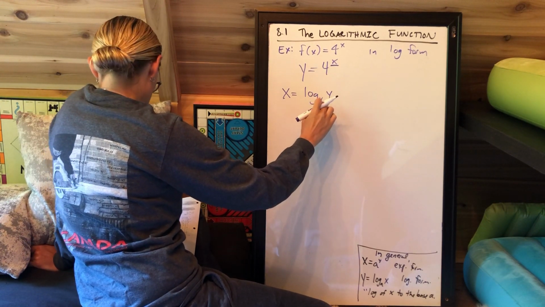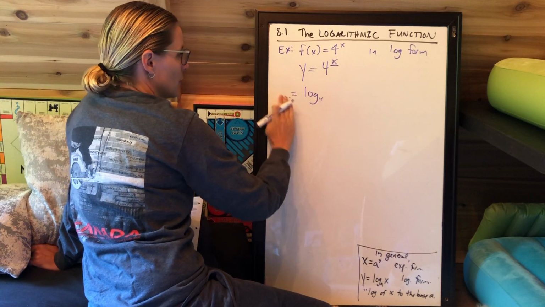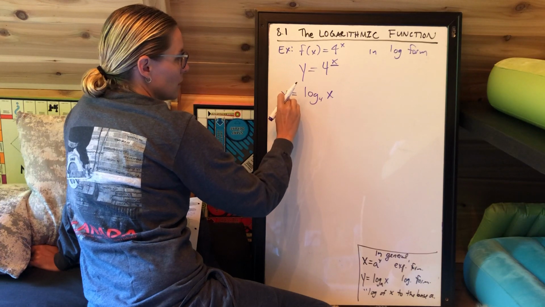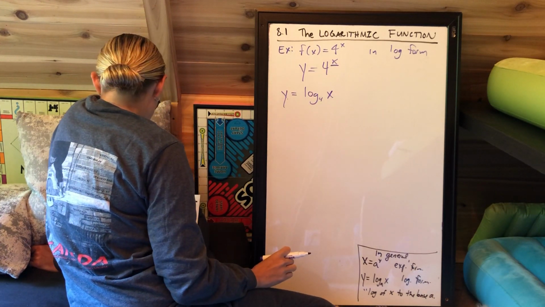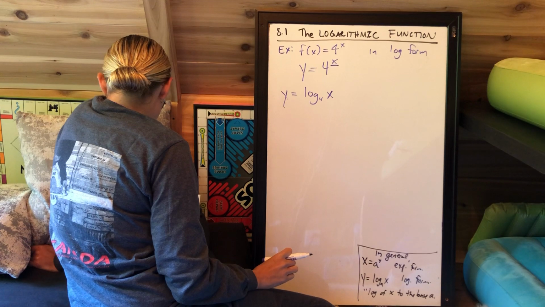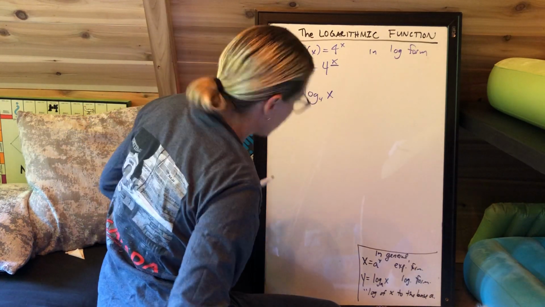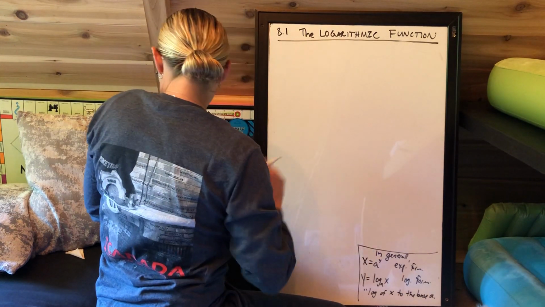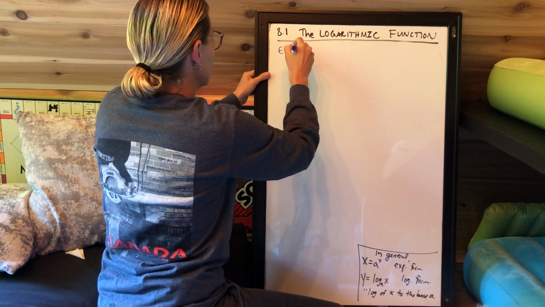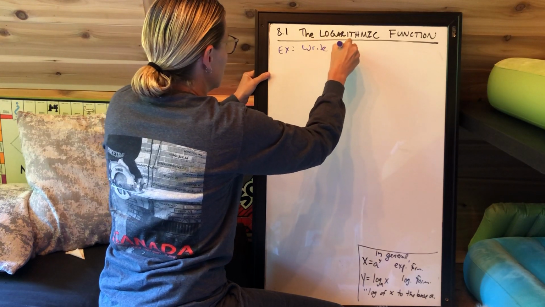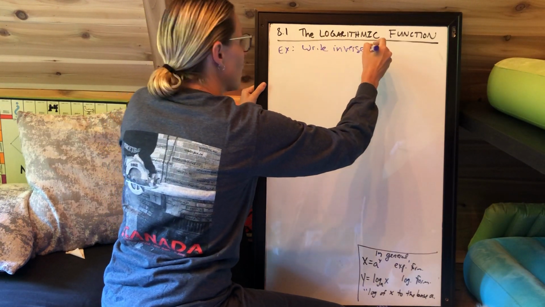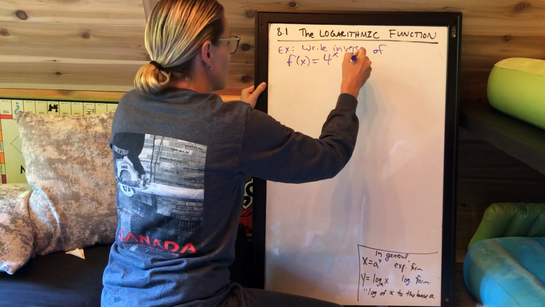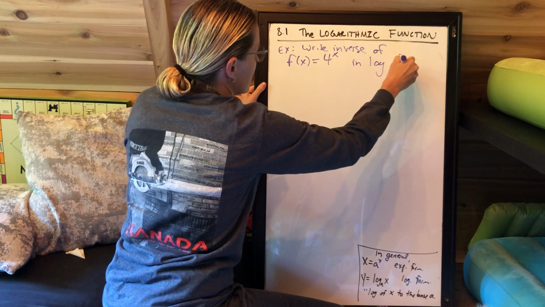Oh wait, I did it the wrong way. I thought I was doing inverse, sorry. Oh, never mind. I'll just erase. I didn't even write the question down right. We have to find the inverse. Okay, do that again. Write the inverse of f of x equals 4 to the x in log form. Okay, that makes more sense.